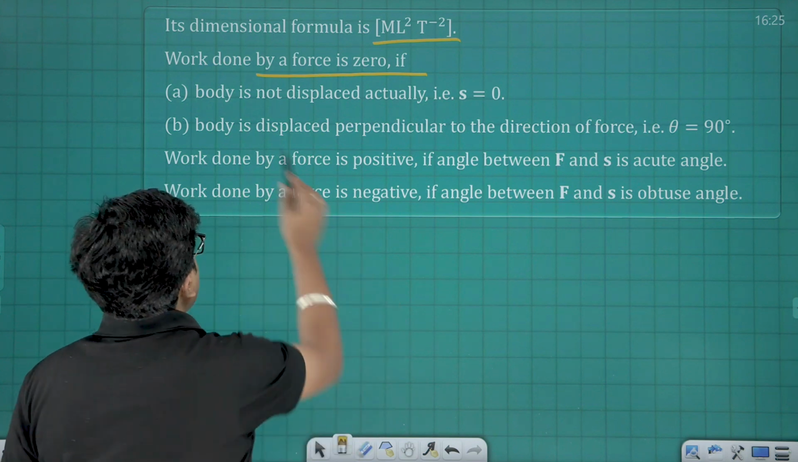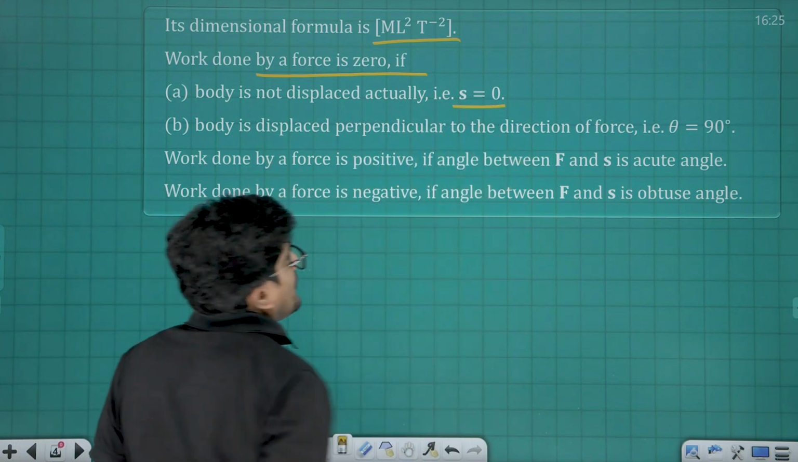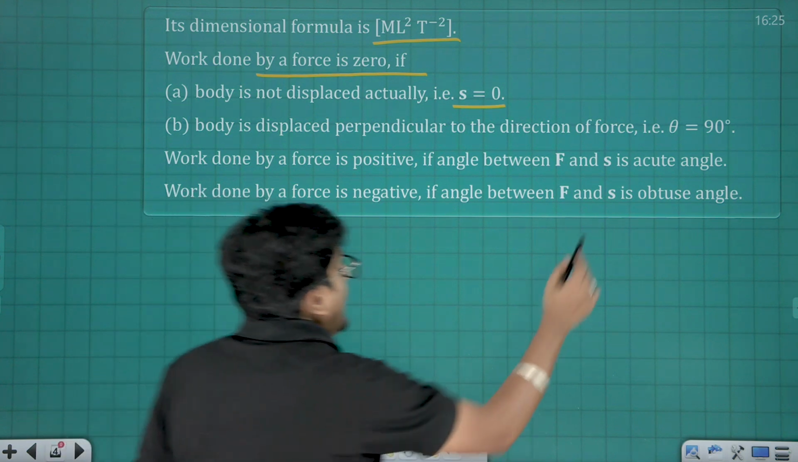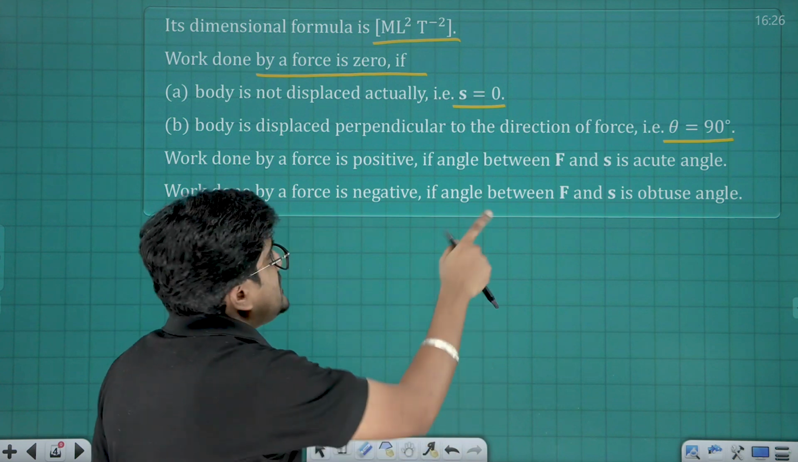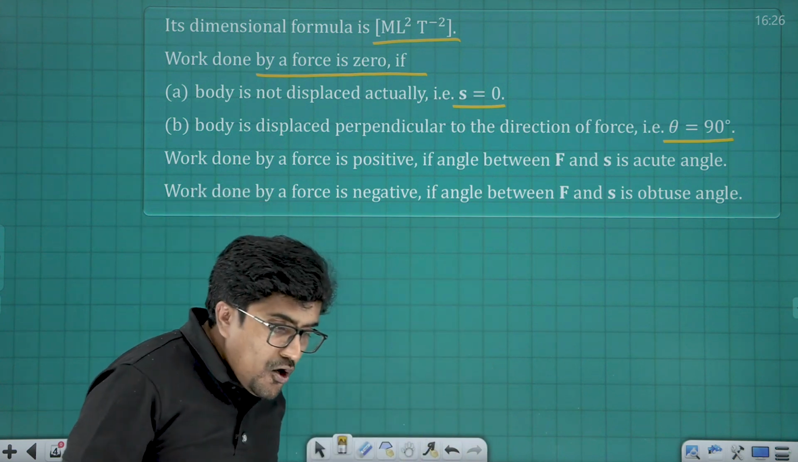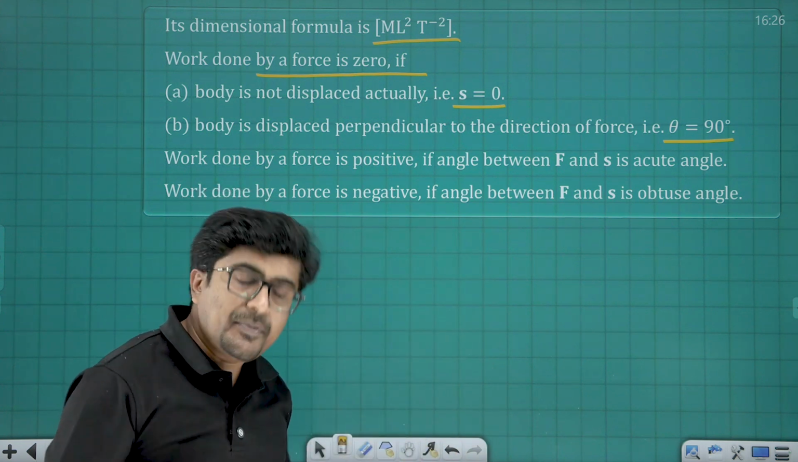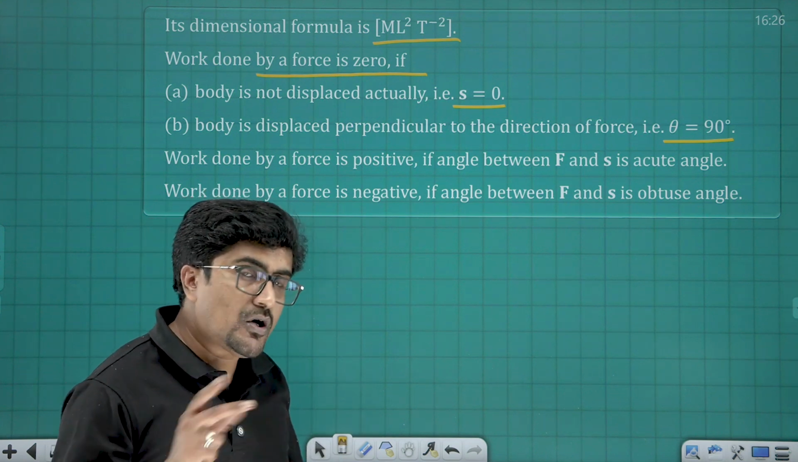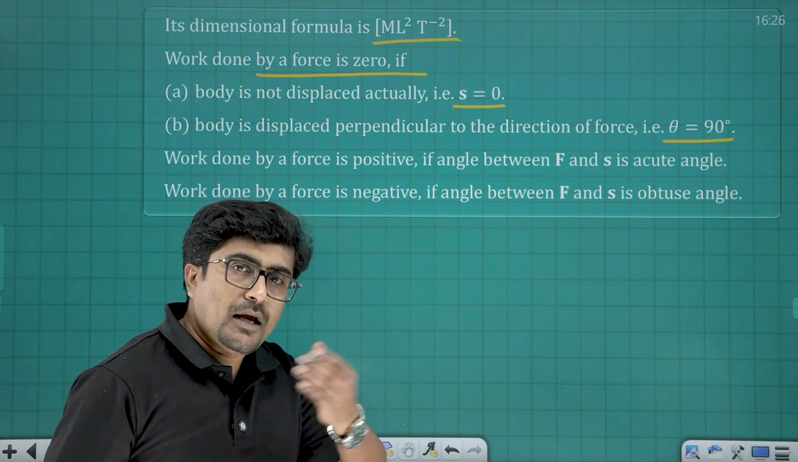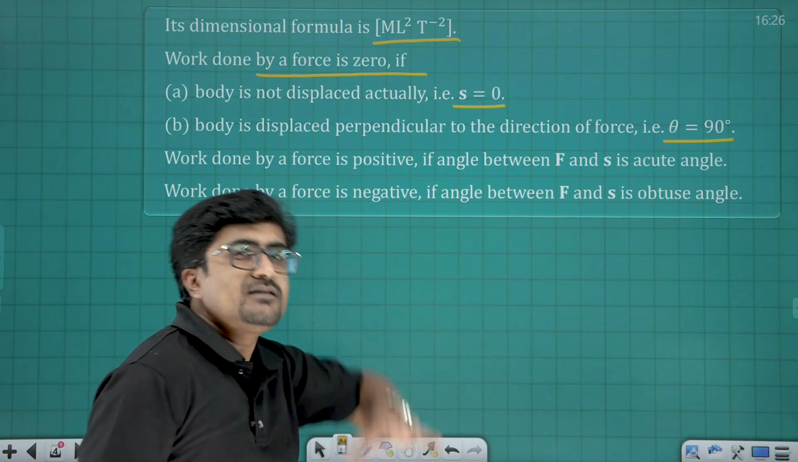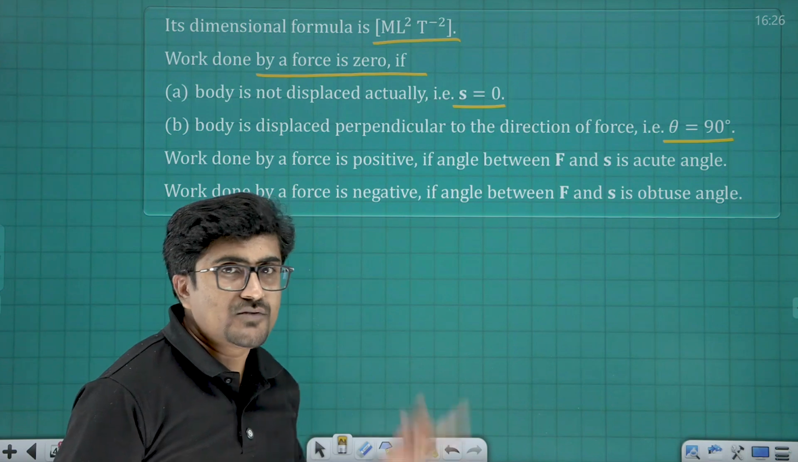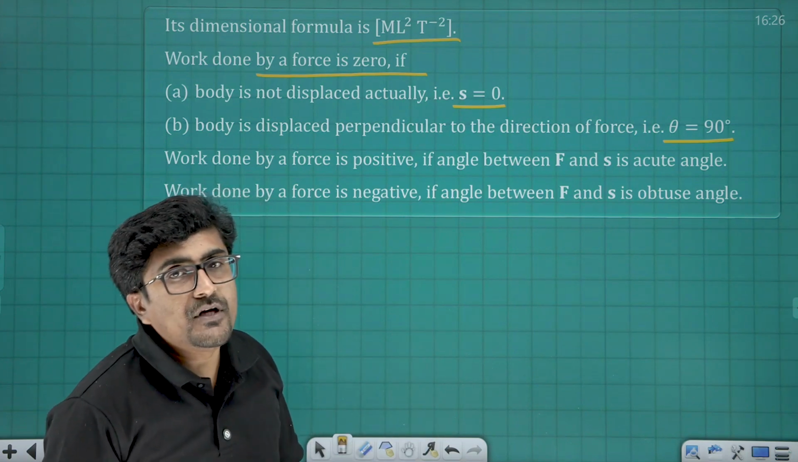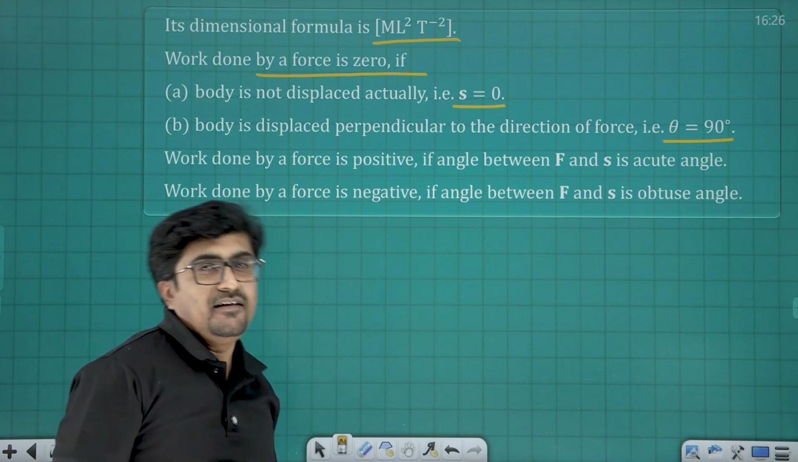Possibility number 1, if displacement is 0. If displacement is 0, in that condition work done is going to be 0. And the second case is where theta is equal to 90 degrees. That means force is acting on a body, I repeat, force is acting on a body, but still the work done by that force is 0. So the two cases where such a possibility can exist: the first one is displacement is 0, and the second one is theta, that means the angle between force and displacement is 90 degrees.